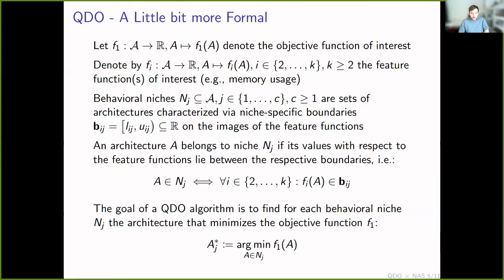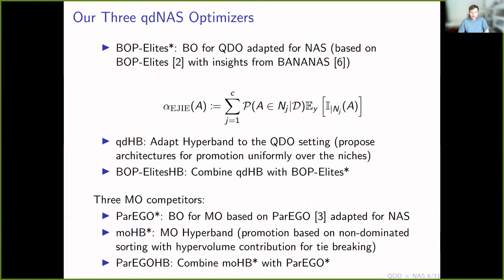And the goal of a QDO algorithm is then simply to find for each niche the architecture that minimizes the objective function. And again, this results in having multiple solutions. So for each niche a solution, and you return a set of solutions.